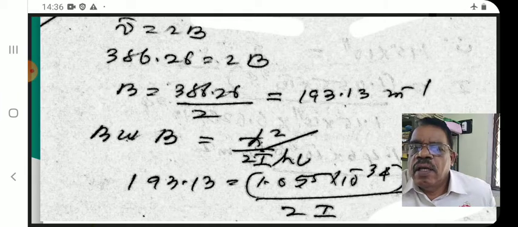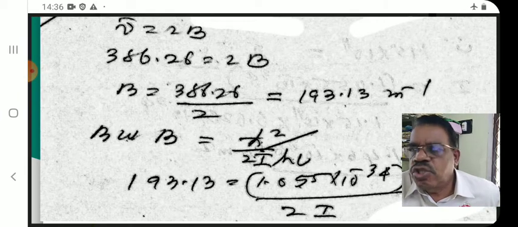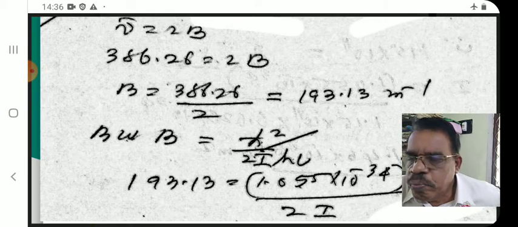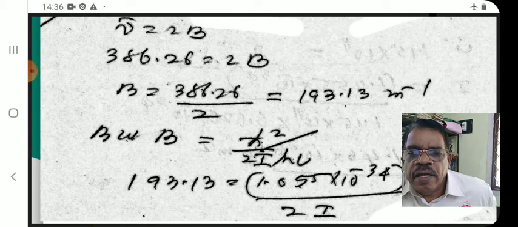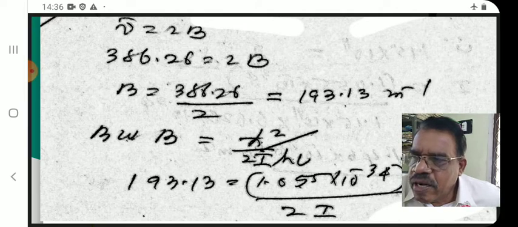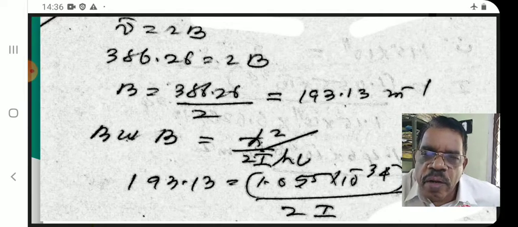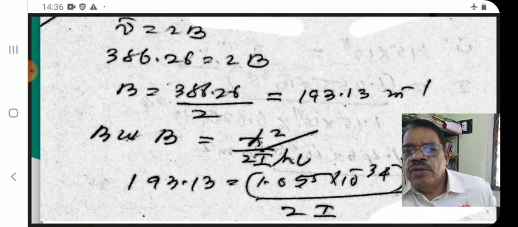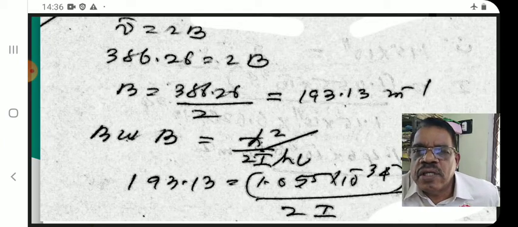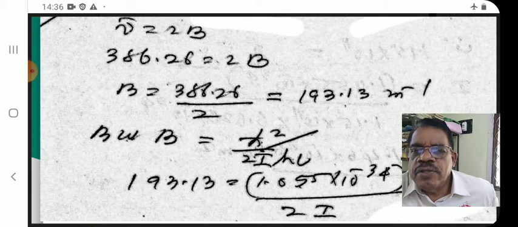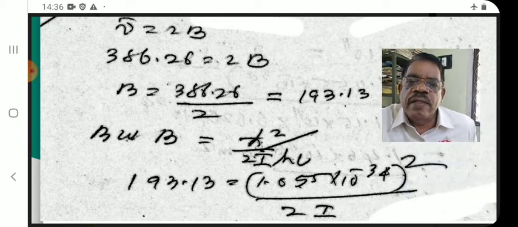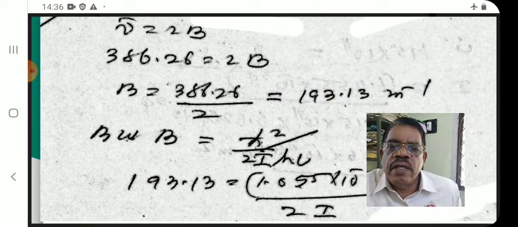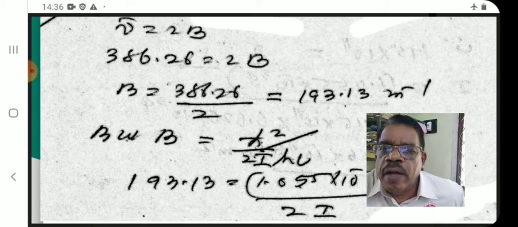The value given is in centimeter raised to minus 1. To convert into meter raised to minus 1, we have to multiply it by 100. Centimeter raised to minus 1 can be converted into meter raised to minus 1 by multiplying it by 100. So we get 386.26 is equal to 2B. Therefore, B is equal to 386.26 by 2, 193.13 meter raised to minus 1. And this is the rotational constant in meter raised to minus 1.